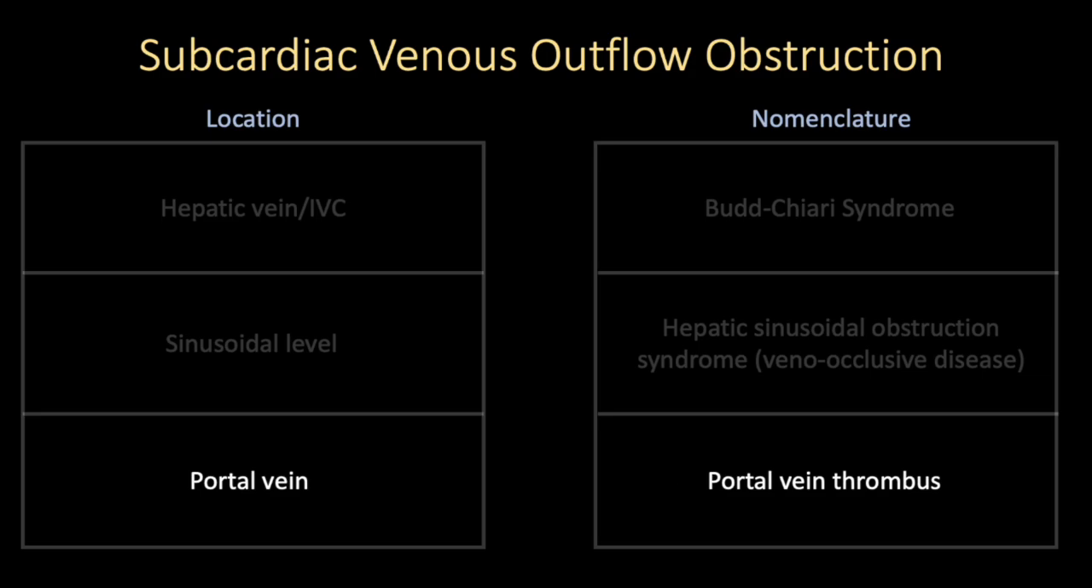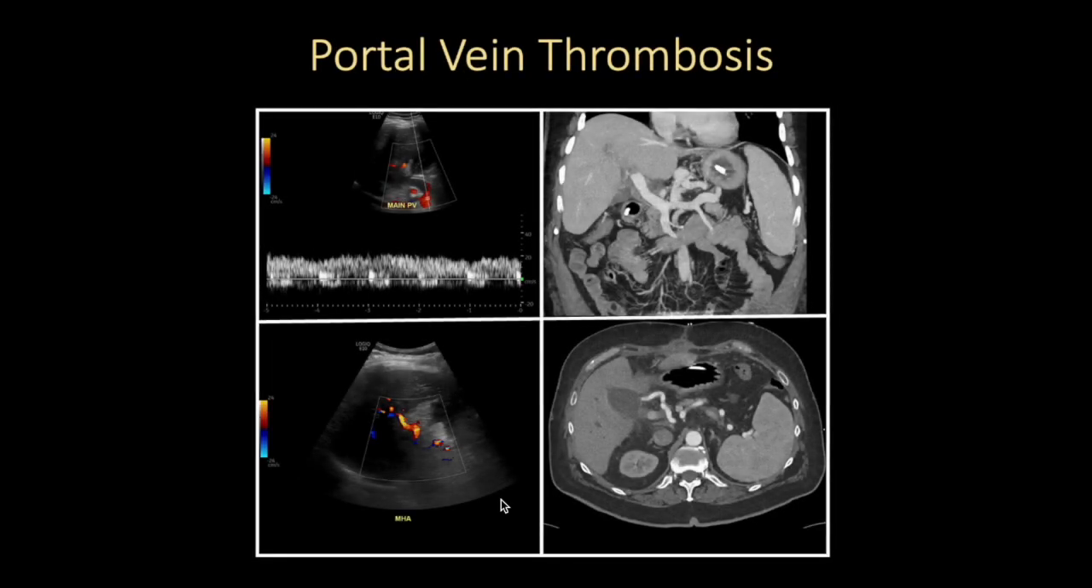And then finally, we have portal vein thrombosis, which can happen within the portal vein here. Here's an example. If you look at it, there's not a whole lot of phasicity going on within this portion, and you can actually see on the color Doppler, there's not a lot of flow seen or any flow seen within the main portal vein.